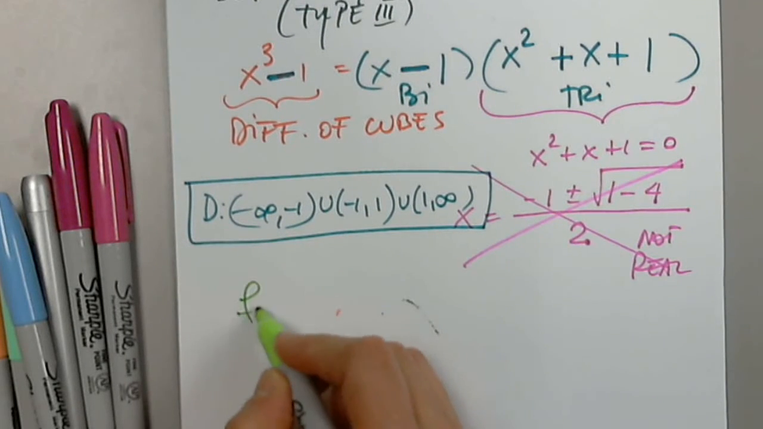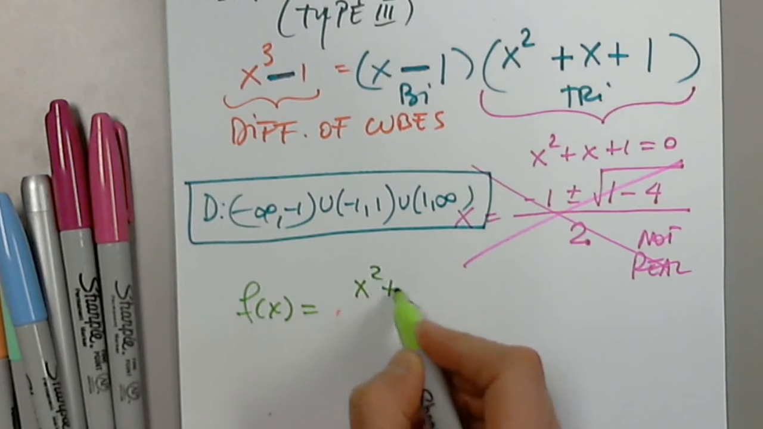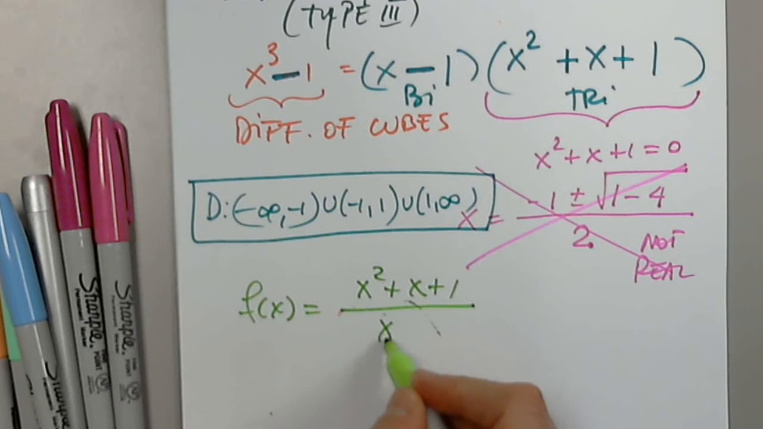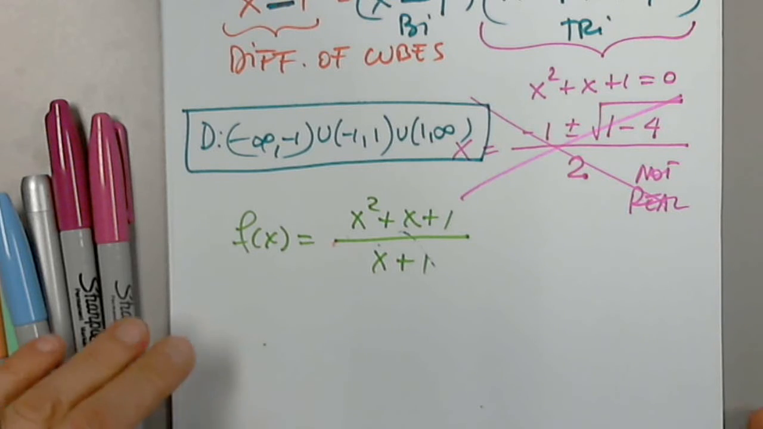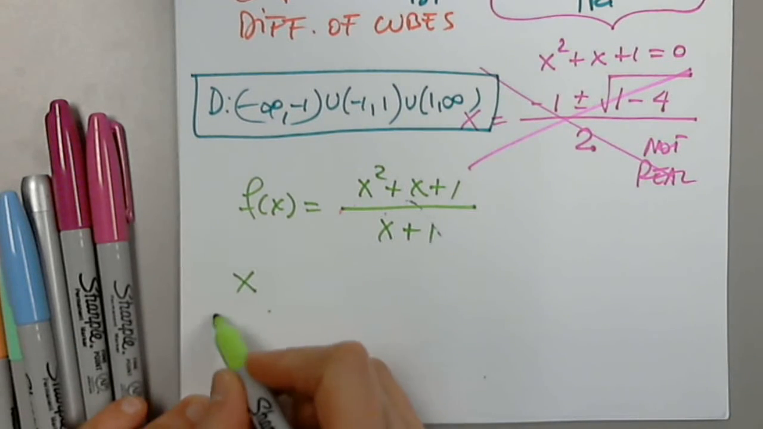So now this function really looks like this. X squared plus x over x plus 1, the simplified form is this. Of course, still type 3. The degree of the top is 2, the degree of the bottom is 1. Still a difference of 1. Good. So now I'm ready to start the chart.